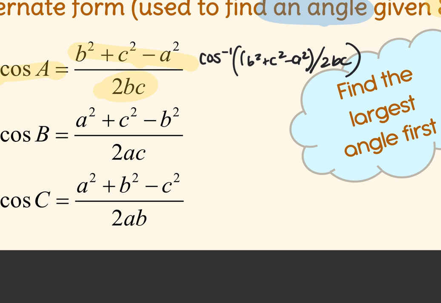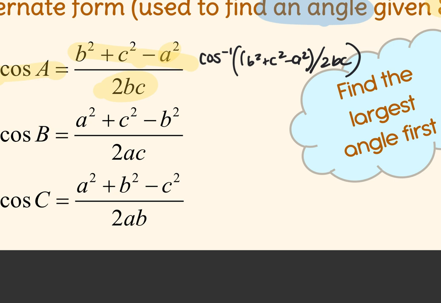If you don't group it correctly, then order of operations says to do the division first. So we'll take a squared, divide it by 2, then multiply that times b, then times c, then do the addition and the subtraction. So the order of operations does not follow the original pattern. You got to make sure you force it.